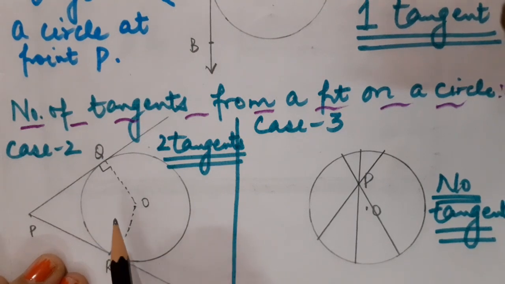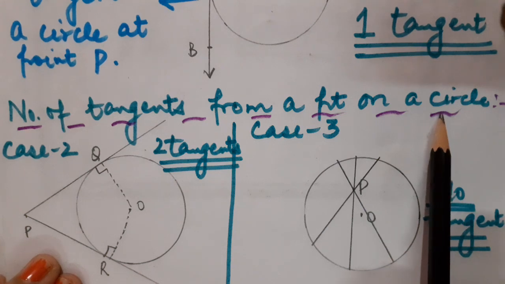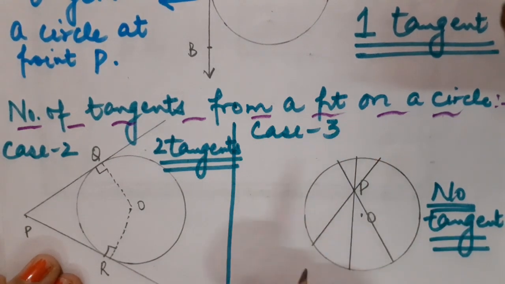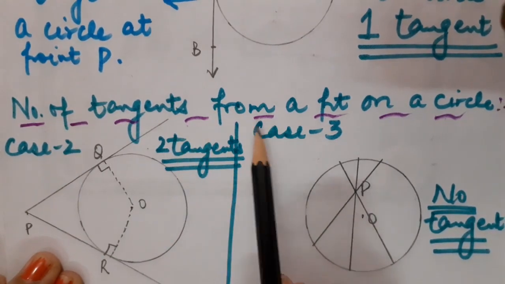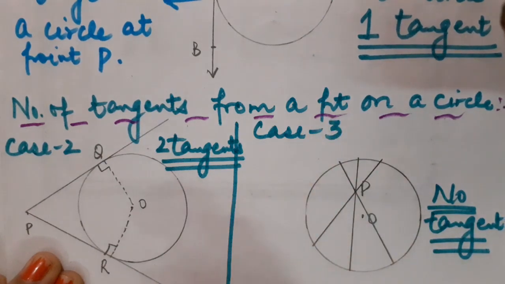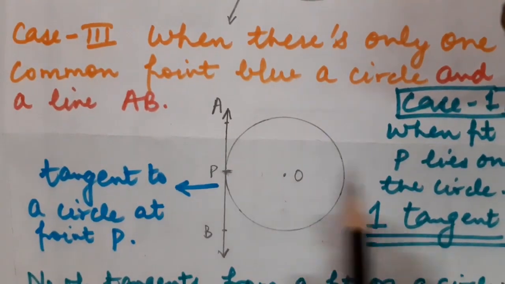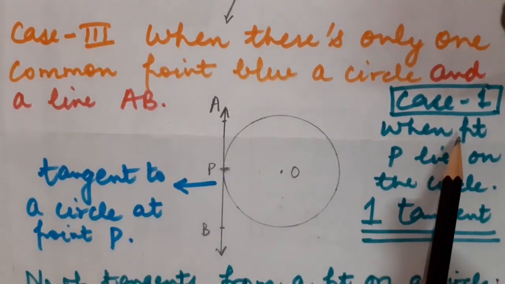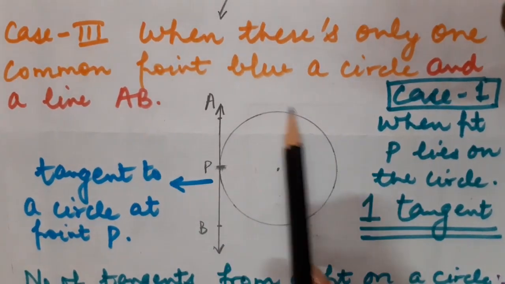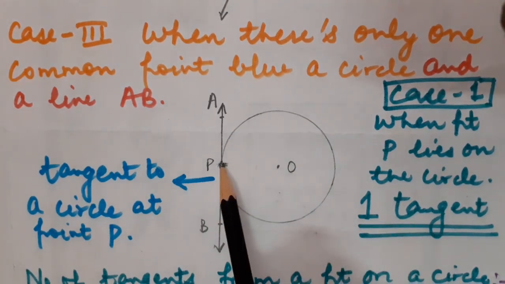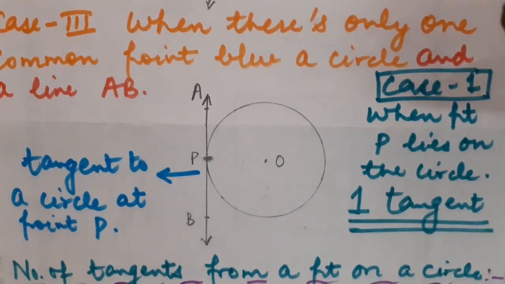Now here comes our next topic. Number of tangents from a point on a circle. So this is our next topic, children, which I am going to explain you. Basically, how many tangents can be drawn from a point? That depends on the position of the point also. For example, in case number 1, this is the same case actually. When the point P lies on the circle itself, here you can see that the point P is lying on the circle itself. Then children, can you tell me how many tangents can be drawn in this case? Correct. Only one tangent can be drawn.